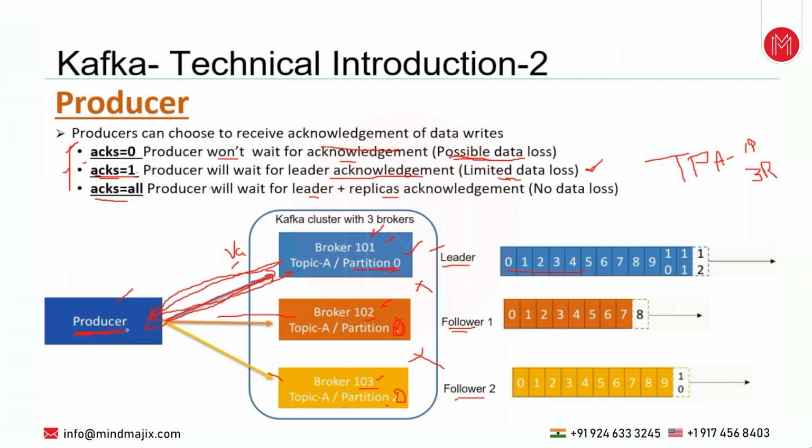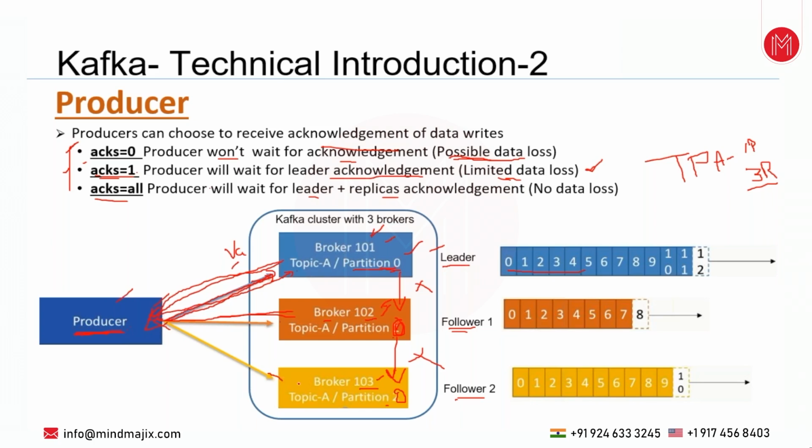Now the producer will also wait for the broker 2 acknowledgement also. It means whenever data gets copied from the leader broker to the follower broker, this broker will send an acknowledgement to the producer, hey producer, yes, your data is copied to me. Now the producer will be more happy, okay, my data is getting copied to this one also. Now the data will also get copied to broker 103, because replication factor is 3, it means that the message should have 3 copies.